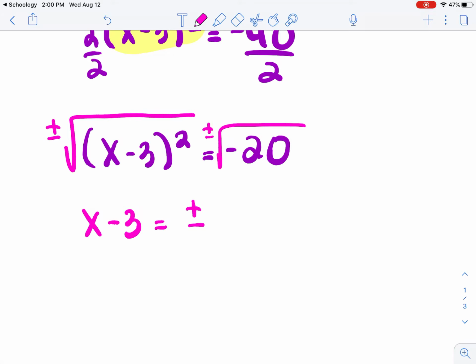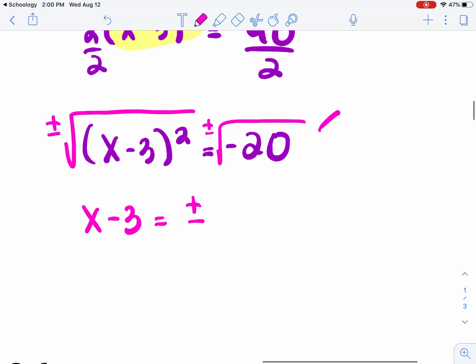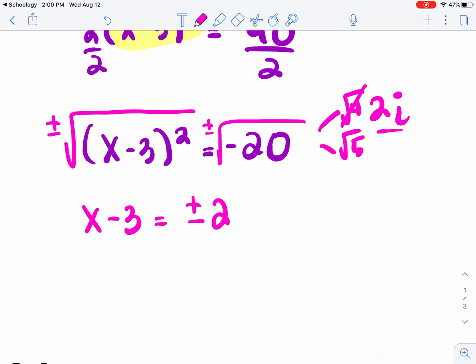Now I need to simplify the square root of negative 20. So first off, it's negative, so I know i is in the answer. So I'm going to put down i right here because I know that's in the answer somewhere. Okay? So now just focus on the root 20. What's the biggest perfect square that goes into 20? 4 goes in there 5 times. What's the square root of 4? 2. So this is actually going to be a 2i root 5.